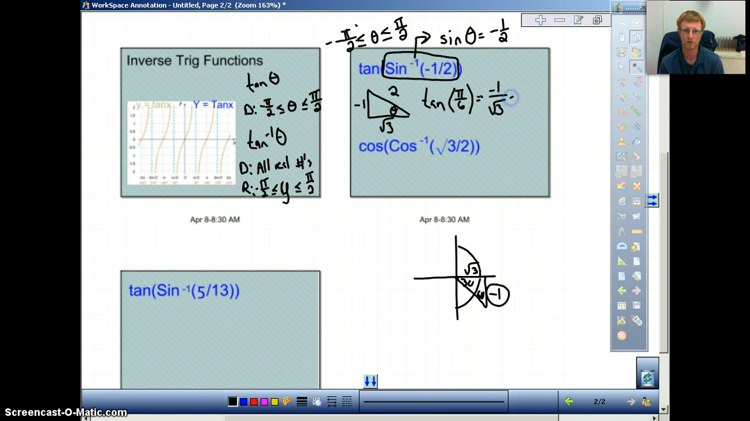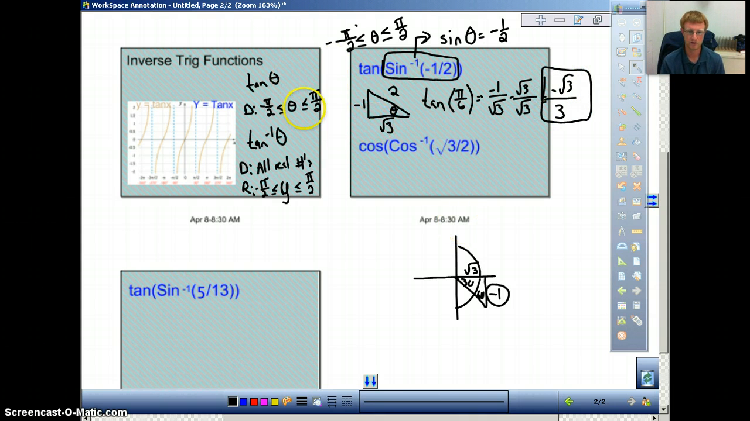Now, the last thing we need to talk about is we have to rationalize the denominator. What does that mean? It means we have to get rid of the square roots on the bottom. So anytime you have a square root on the bottom, you just multiply by that square root over itself. Square root of 3 times square root of 3 is just 3. And then -1 times the square root of 3 would be negative square root of 3. So there's our answer.